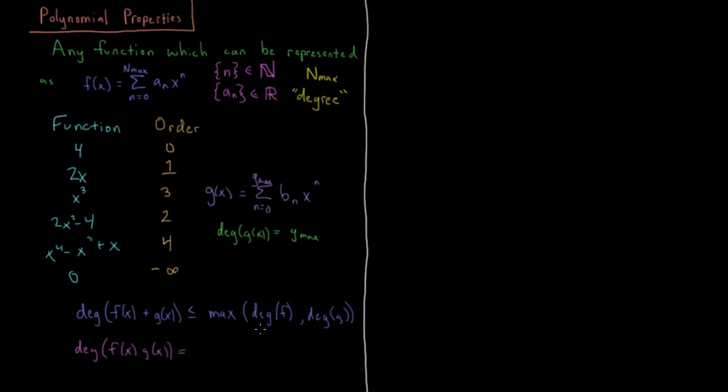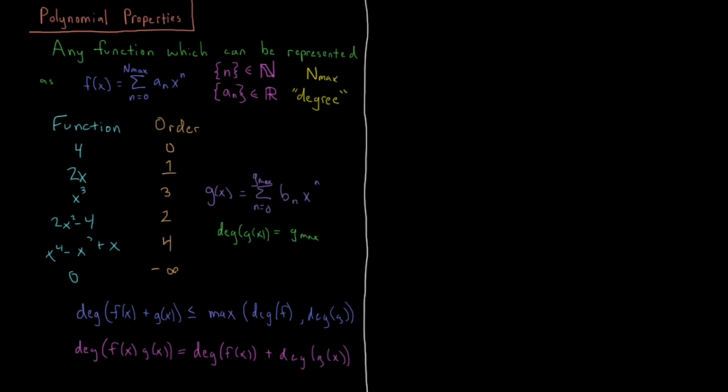So f of x times g of x. Well, that is going to be the degree of f of x plus the degree of g of x. So if I take a third order polynomial and I multiply it times a first order polynomial, the result is going to be a fourth order polynomial. Degree 3 plus degree 1 gives me degree 4. So 2x times x cubed is 2x to the fourth, which would be a fourth order polynomial.